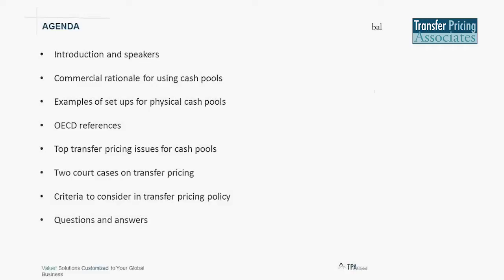Looking at the agenda for today, we first have a discussion of the commercial rationale for using cash pools. I think that's always of importance when the transfer pricing analysis is on the table. Then we have a few examples of how cash pools can be set up for physical cash pooling. Then we move on to looking at a few OECD references. There are not too many, but let's have a look at what's available, as OECD does provide the framework for any transfer pricing analysis in its transfer pricing guidelines.